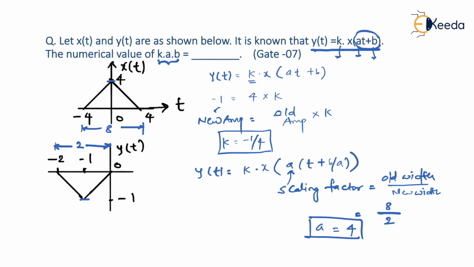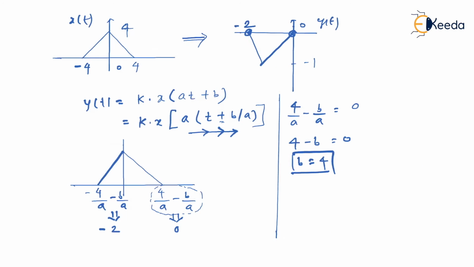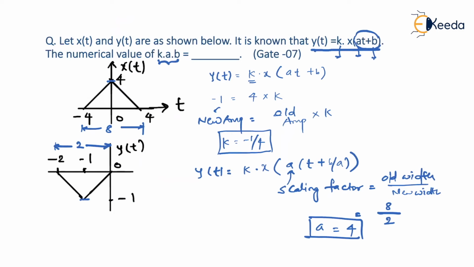Since we want to have product of k into a into b, I'll write like this: k into a into b. K is minus 1 by 4, a is 4, and b is also 4. So here 4 4 gets cancelled. What is remaining is -4. So what is the final product? It is -4. So I'm sure you have understood this example. Let us move to the next question.